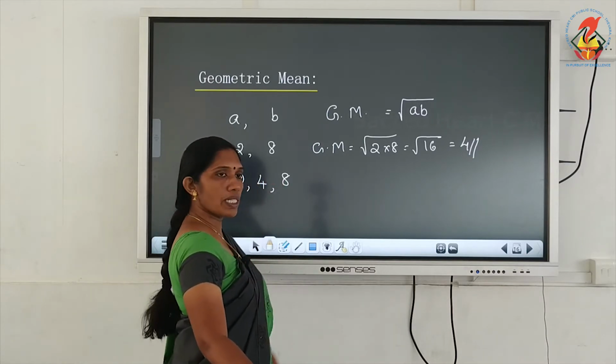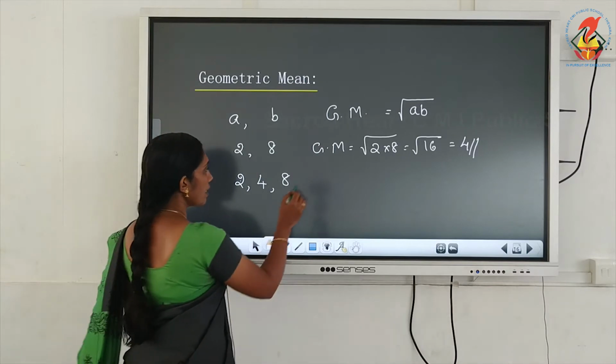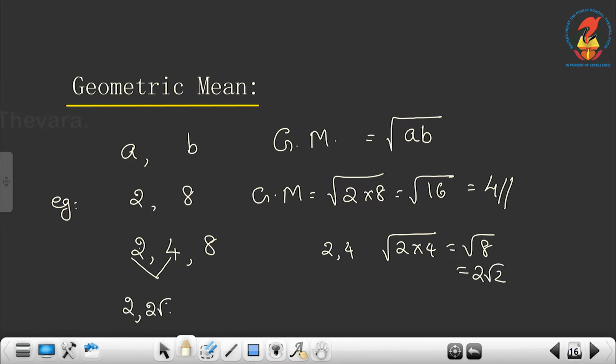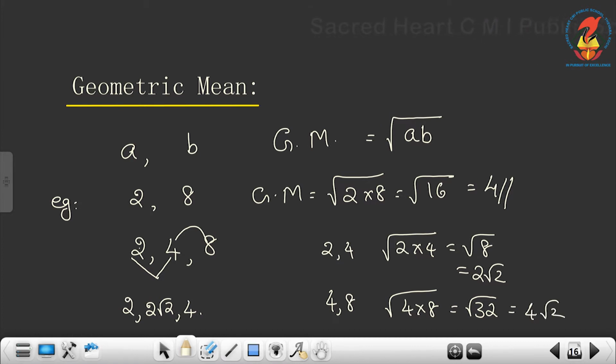Now, what about the sequence? Is it a GP? Take the ratio: 2 into 2 is 4, 4 into 2 is 8. Then again, find the geometric mean of 2 and 4. That is root of 2 into 4, root 8, that is 2 root 2. So in between I can insert 2 root 2. Then 4 and 8, what about their geometric mean? 4 into 8 is root 32, that is root of 16 into 2, that is 4 root 2. So after 4 I can write 4 root 2, then 8.